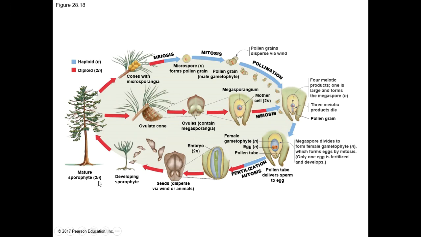It's 2N, it's diploid, it's got the full number of chromosomes. It's going to produce two different types of cones, the cones with the microsporangia and the ovulate cones with the megasporangia. So let's look at what's happening here with the male side, and we've got the cones with their microsporangia producing the microspore, which is ultimately going to form the pollen.